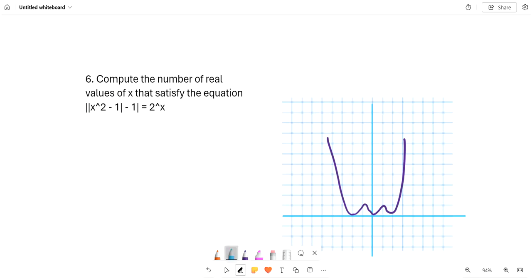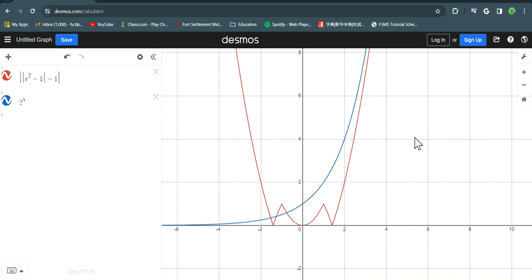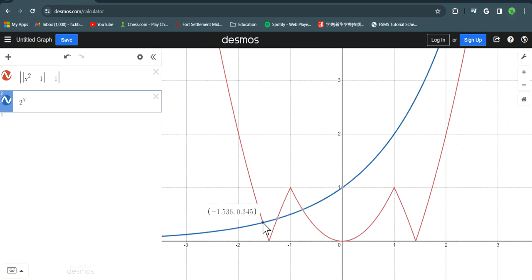And then 2 to the x is just an exponential function, and it just grows exponentially. And so that's the general idea of how the graph goes. So once we input this into something like Desmos, we can see that it intersects at 3 points.